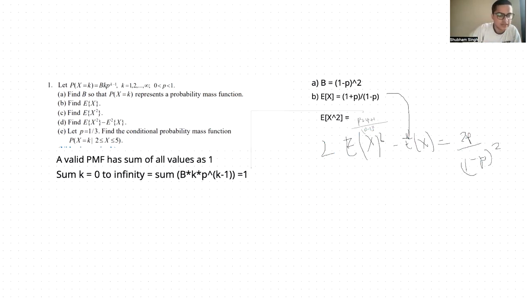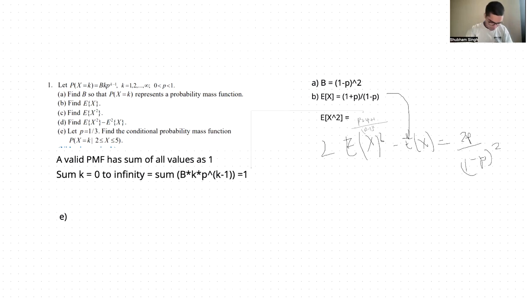So let's do the final one. So part E. How do we go on to solve this? We are given that the p value is equal to 1 by 3, and we need to find the conditional probability mass function. We have to find p of x equal to k, given x is between 2 and 5.